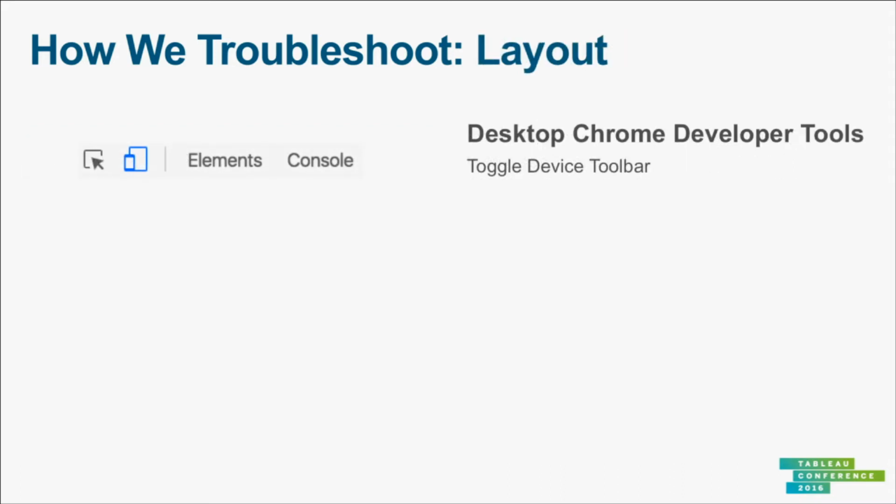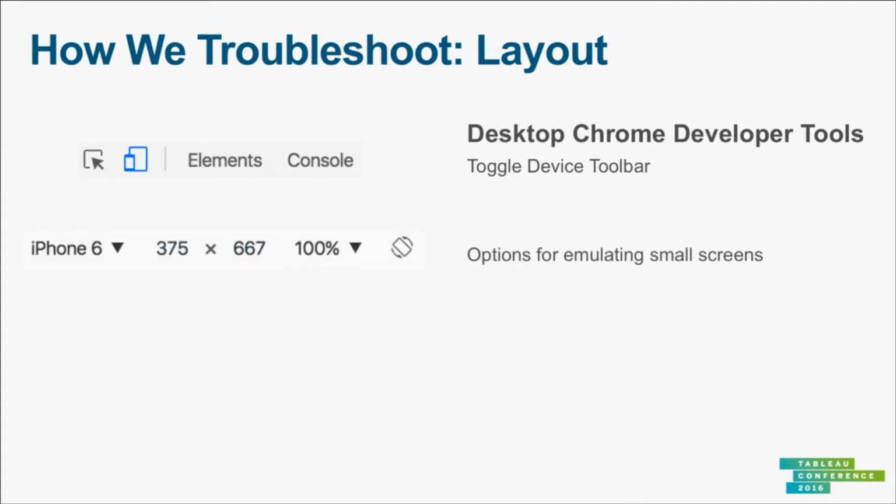When we're troubleshooting device layout issues, Desktop Chrome has some pretty good developer tools. They've got this little option, that little blue button that looks like a phone and a tablet. You can turn on the device toolbar, and this will give you a set of options for your Desktop Chrome to simulate a mobile device.